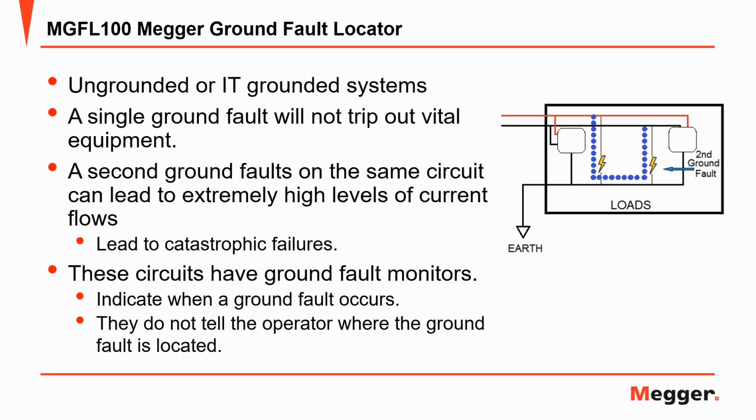Ungrounded DC systems, or IT-grounded AC systems, are designed in such a way that a single ground fault will not trip offline vital equipment. However, should a second ground fault occur in the same circuit, this can lead to extremely high levels of current flows that can lead to catastrophic failures.